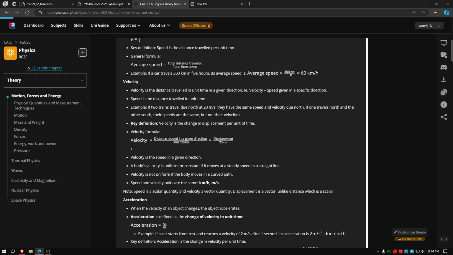Then comes velocity. Velocity is the distance traveled in a unit time in a given direction. So again, given direction matters. Speed is the distance traveled in a unit time. So the distance does not have a particular direction it is in. It can be anything, any path long. The string can be very windy and whatnot.